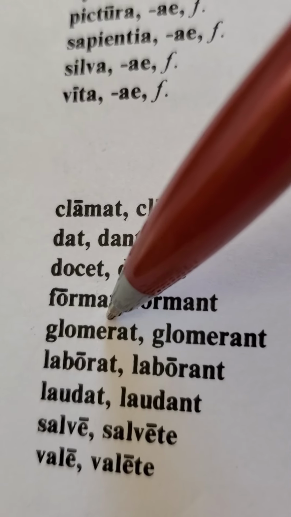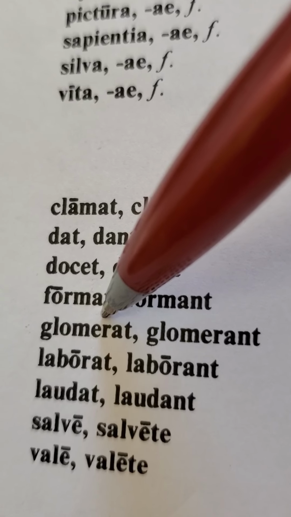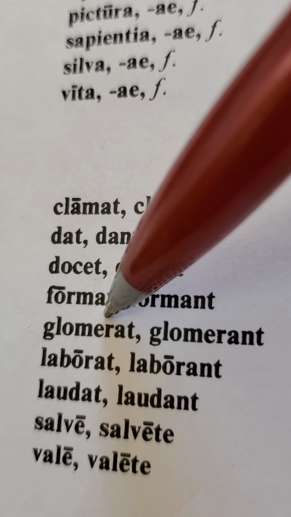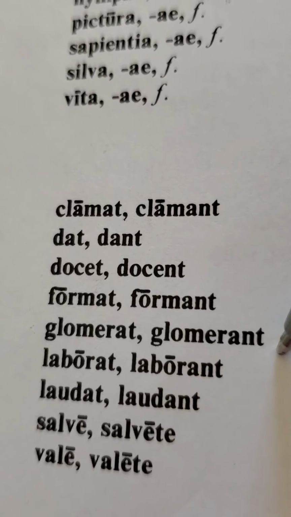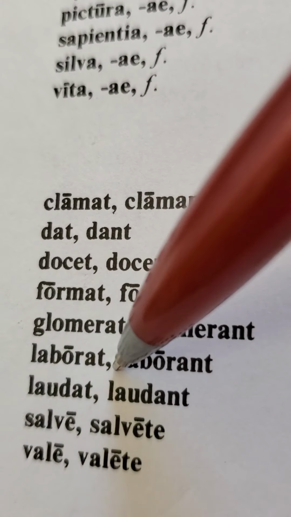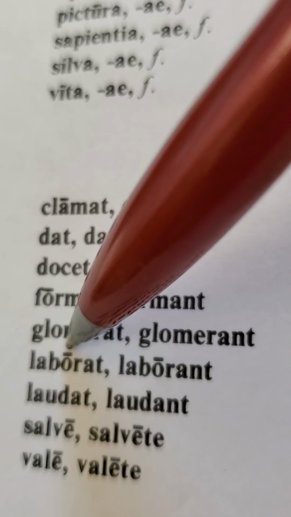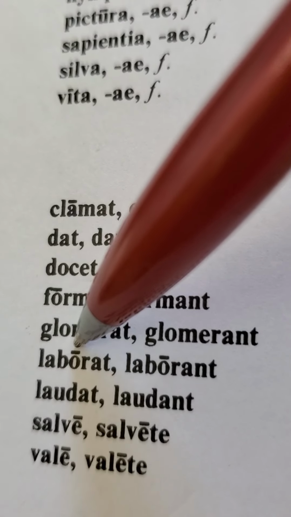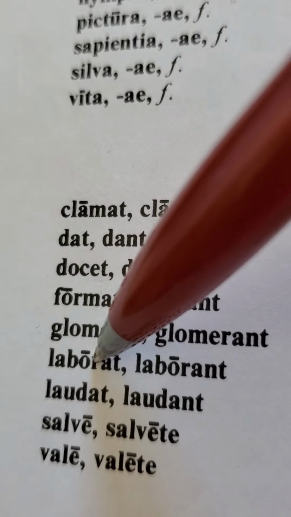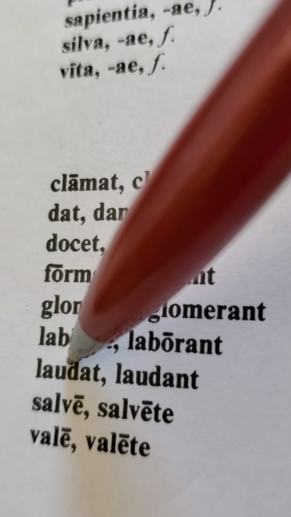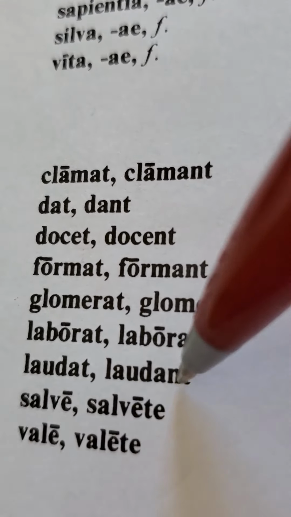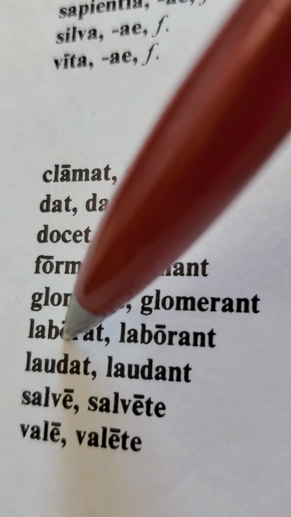But that's where we get the word conglomerate. A bunch of businesses rolled into a ball, if you would. So glomerat, glomerant. Laborat. That one's easy because of the cognate labor. That means he, she, or it works. They work. Laudat. He, she, or it praises. They praise. Laudat.